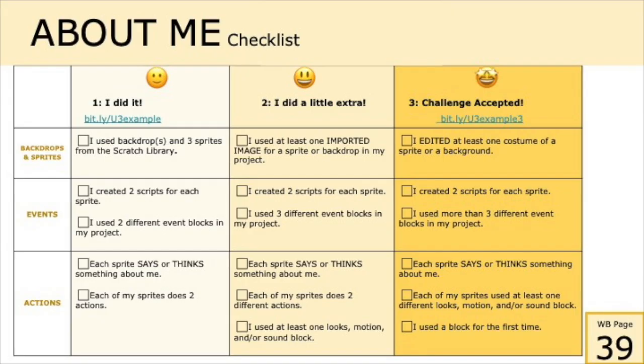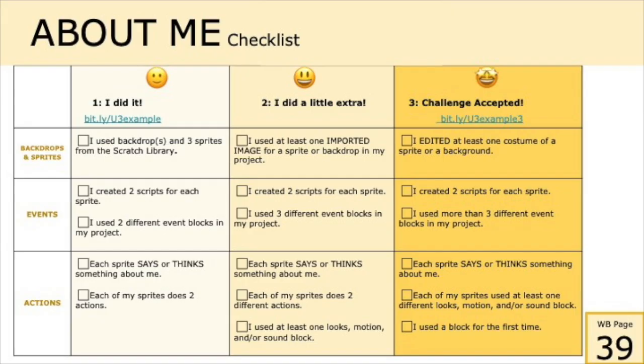So in this case now, they might have used a click space key or click a different key for something to happen. The sprite says or thinks something about me and does 2 different actions. And I used at least 1 looks, motion, and or sound block. So the sound block is not required in the first column, but it is an additional that you can add in. And then for the challenge, you can edit a costume or a background.